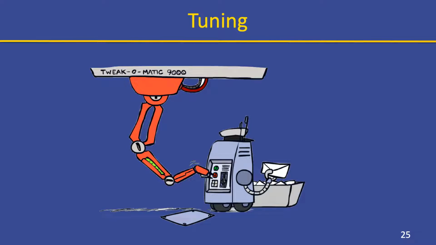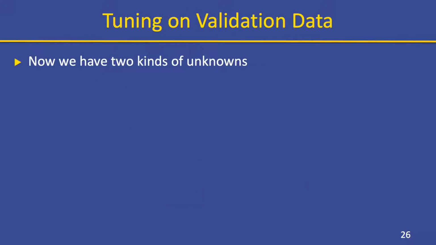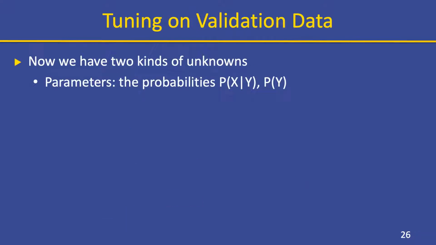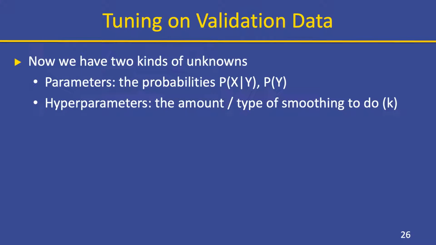Tuning is the process by which we find this magic value of k that gives us the right balance between overfitting and generalization. So now we have two kinds of unknowns. We have the parameters, the probabilities that we need to learn from the data. We learn the probabilities of the features given the label and the probabilities of the labels. And then we have to figure out the amount of smoothing to apply so that our model generalizes well on unseen data. So we have to find that magic value for the hyperparameter.